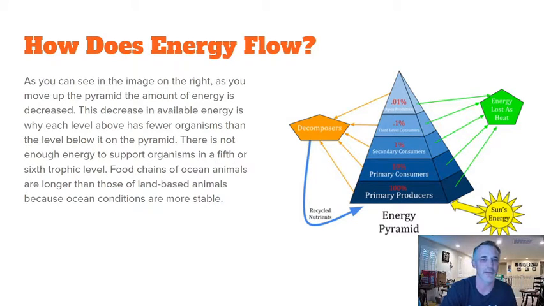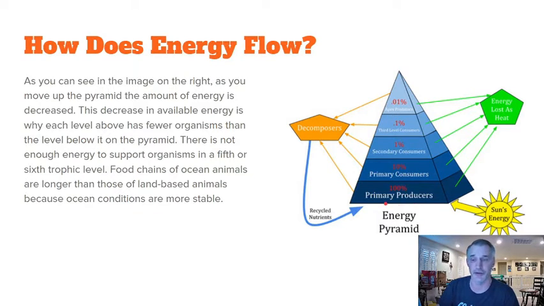This decrease in available energy is why each level above has fewer organisms than the level below it on the pyramid. There's not enough energy to support more organisms in the 5th or 6th trophic level. In some ocean food chains you might have 6 or so levels, but that's because they're a little bit more stable than land ecosystems.